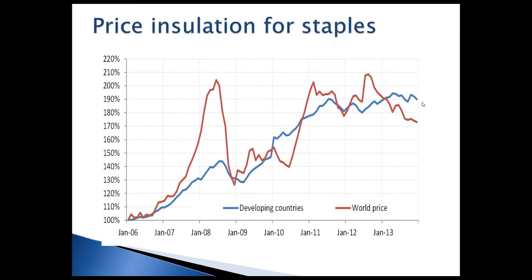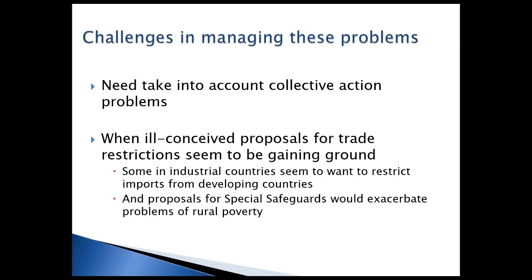Price insulation, just to show you the extent of this, the extent to which world prices end up much more volatile than domestic prices. Here's an average of food prices in developing countries. The world price is much more volatile than the domestic price, largely because of the price insulation that tries to shift volatility to other countries. Challenges in managing these problems: the critical thing is taking into account collective action problems.